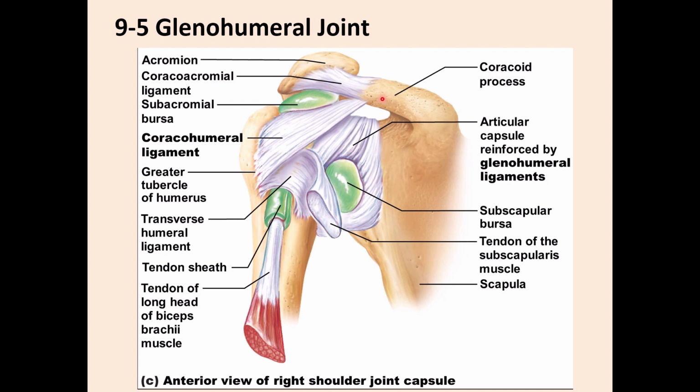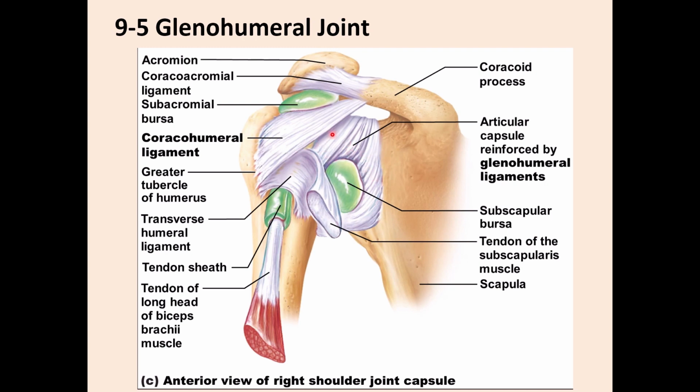This is the coracoid process, and this is the humerus. They are connected with each other by the coracohumeral ligament. Okay, this is the glenoid cavity, and this is the humerus. They are connected with each other by the glenohumeral ligament. So this is a capsular ligament. This is why this whole area is the capsule.